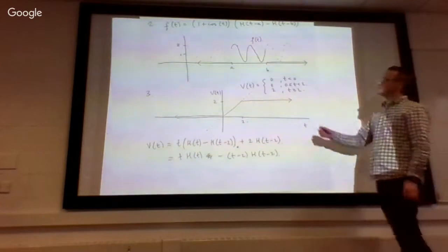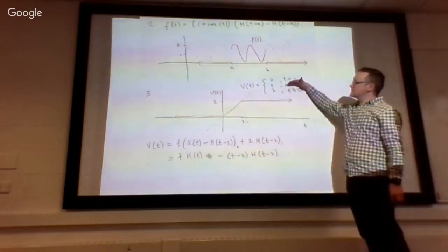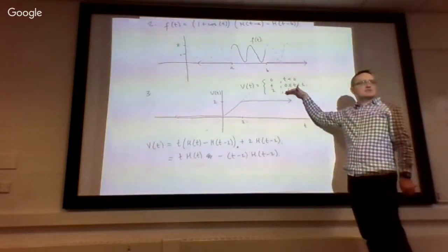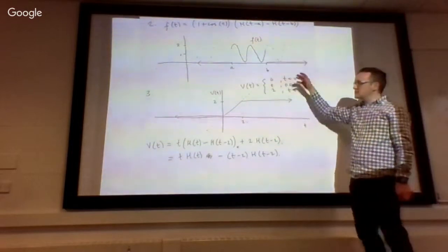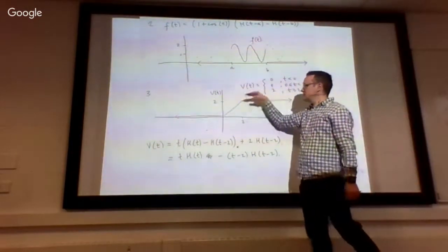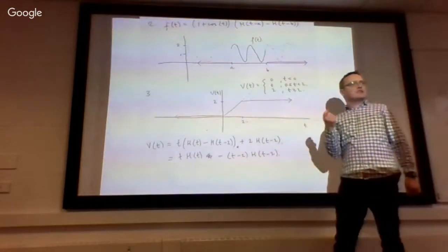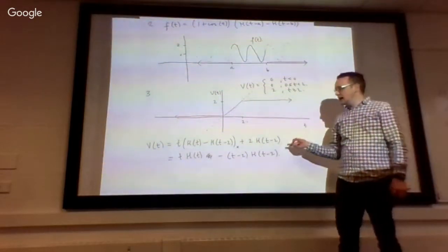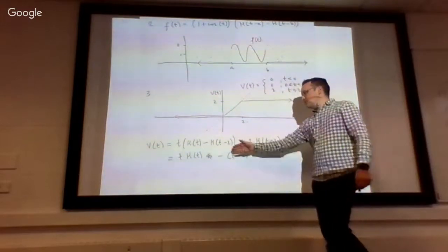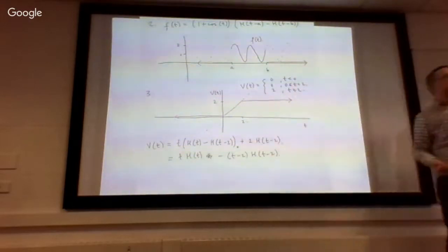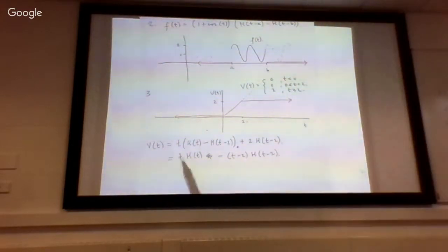But what it does allow us to do is get away from this case-by-case type definition. It takes a function which is piecewise, defined in various pieces, and with the use of this single switching function, h, the Heaviside function, allows us to get a more conventional expression for the function as a combination of various versions of the Heaviside function.